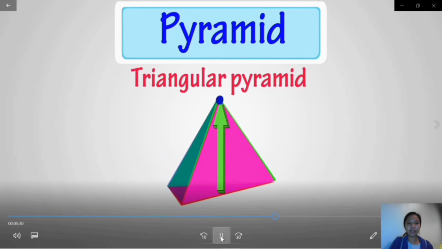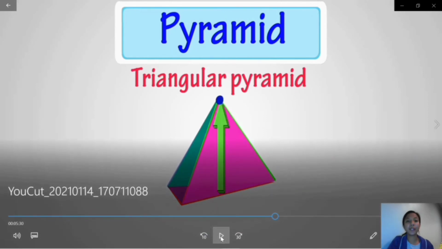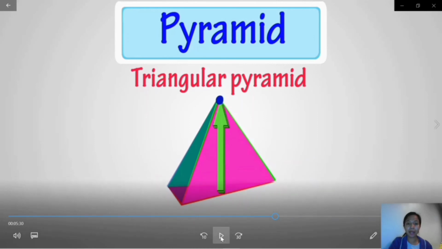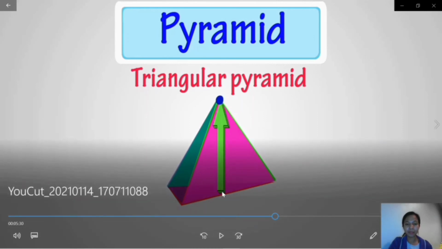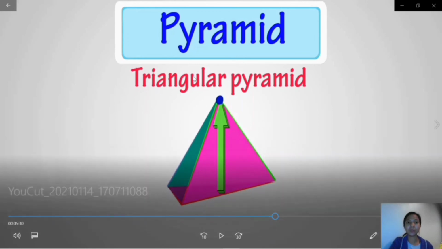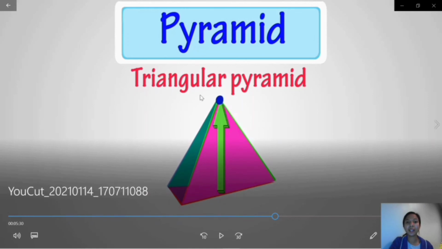Alright, so I have here a triangular pyramid. Okay, why? Because the shape of the base is a triangle. That's why it is called triangular. So it is a pyramid because it has only one base and it has an apex here. So this is a triangular pyramid.